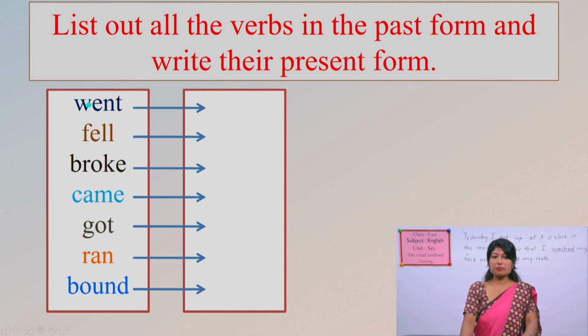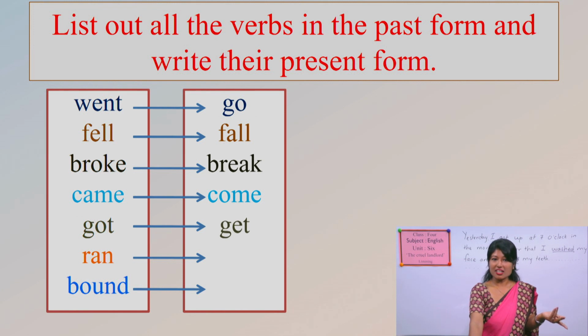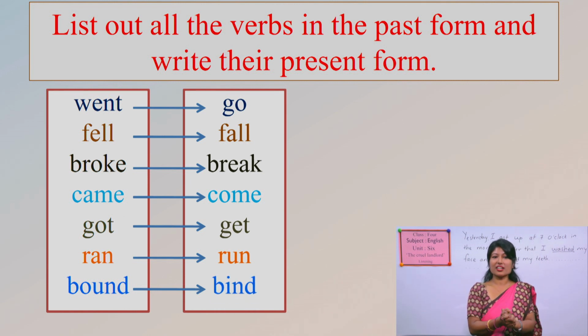What is the present form of went? Come on, tell me. We have practiced several times. Yes, what is that? Go. Went, go. Right. Now let's go to the next word, fell. What is the present form of fell? Fall. Broke. Break. Came. What is the present form of came? Come. Got, get. Ran, run. Bound, bind.